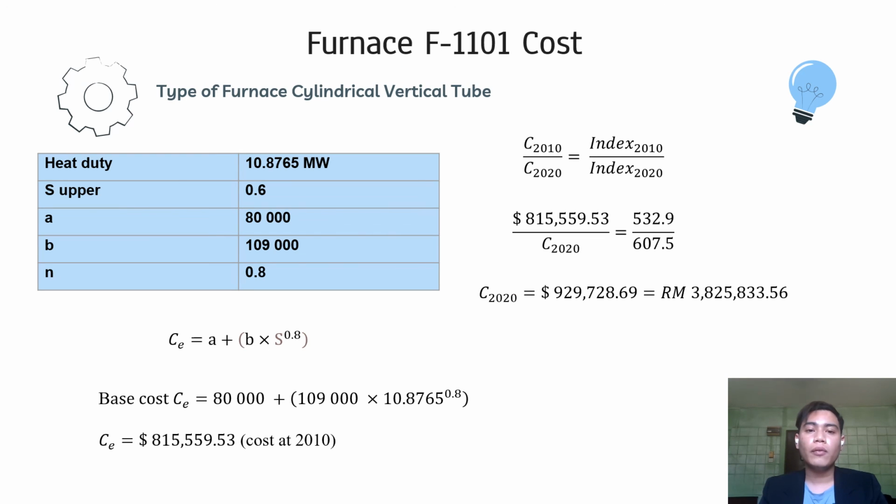Costing for furnace F1101. The type of furnace that we design is cylindrical vertical tube. In order to get the cost, we need to use this equation. All the parameters that are needed are tabulated in the table. The heat duty is the weightage for the cost. So we plug in all the information to the equation and we get the cost in 2010. So we need to use the index to get the current cost. So the total cost for furnace F1101 is 3,825,833.56.